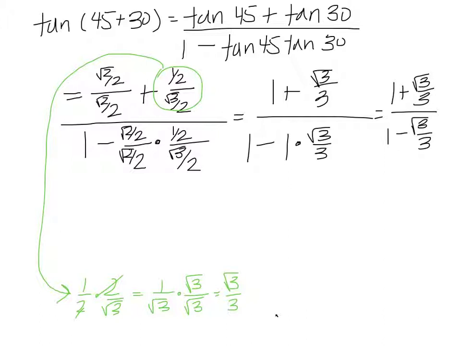How did you do that? What you were just telling me. 1 times square root 3 over 3 is just square root 3 over 3. No, I was thinking.